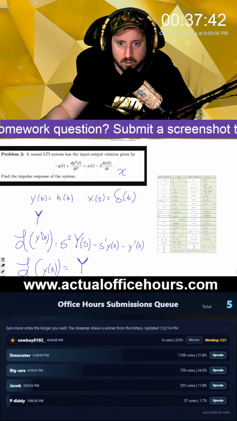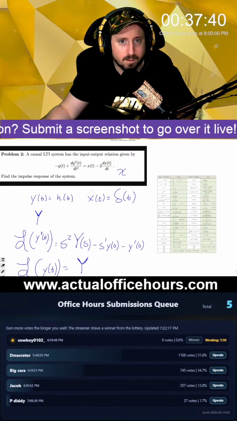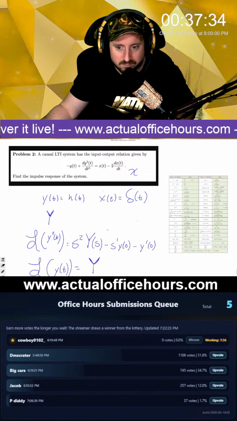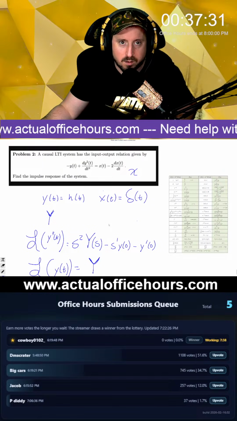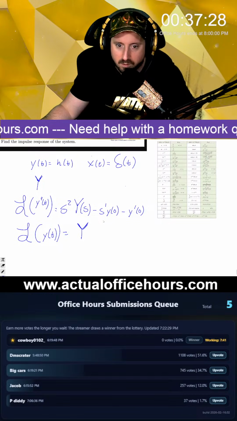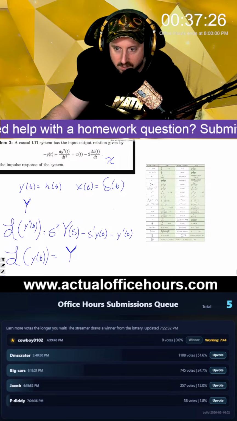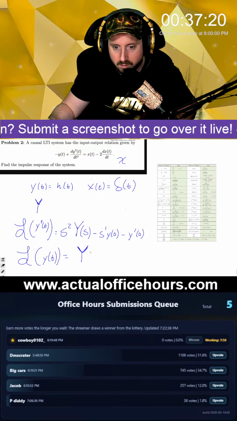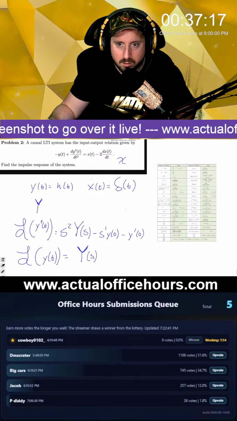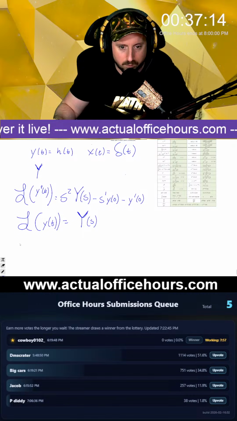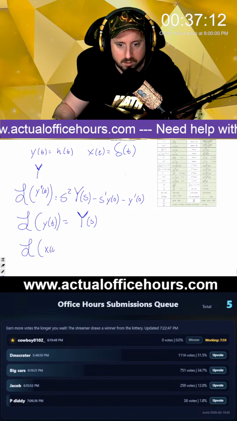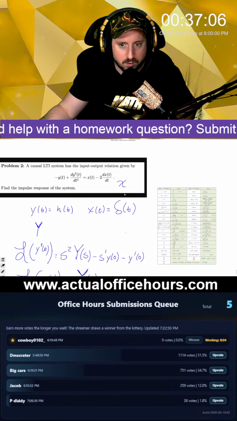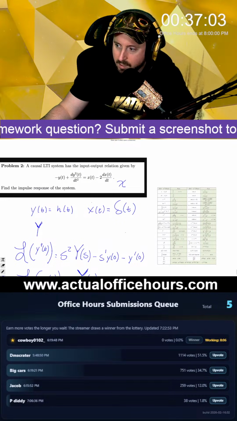Y double prime, I think you mean, right? Not y x prime? On God, autocorrect. Oh, okay. Yes, got you. Okay, and then, so for y of t, that's just y of s, right? And then the Laplace transform for x of t is just going to be capital X of s, right? And then the Dirac delta one Zach gave us.